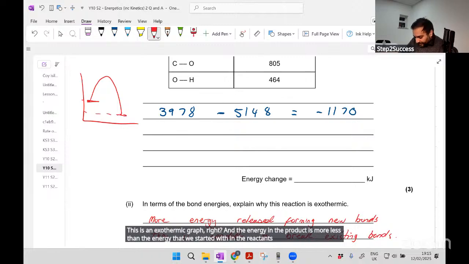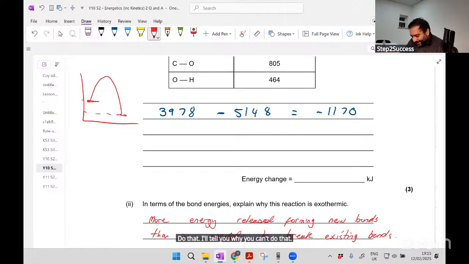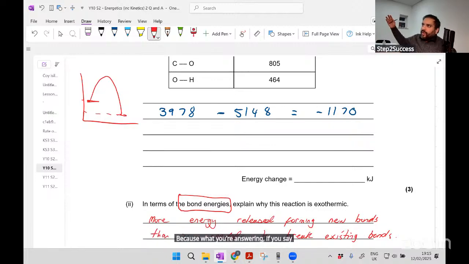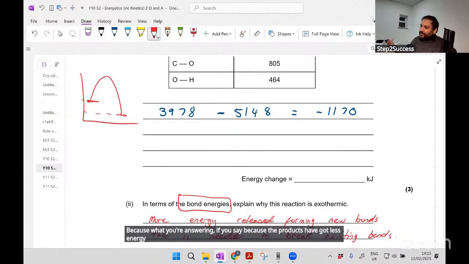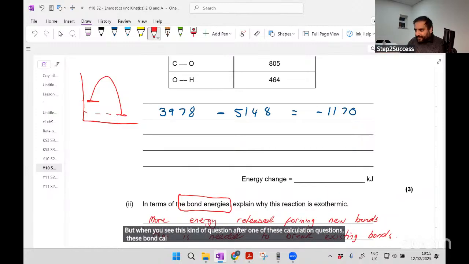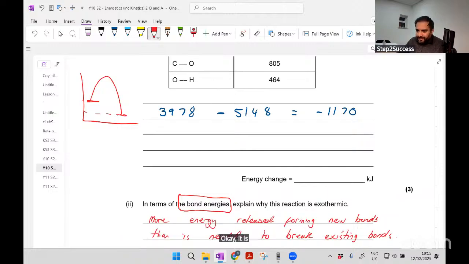You cannot do that. I'll tell you why you can't do that. Specifically because the question says in terms of the bond energies. Because if you say because the products have got less energy than the reactants, that's not in terms of the bond energies. That's just in terms of the energy in the actual final chemical, which I appreciate doesn't make much sense. But when you see this kind of question after one of these bond calculation questions, you have to say it in this way. It is just an annoying requirement.